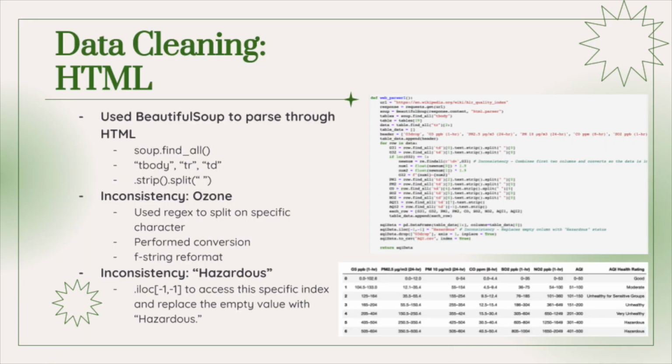To begin cleaning our HTML data, we made a request to the Wikipedia page and we used the Beautiful Soup module to parse through the dataset and extract the specific table that we needed. In the table on the website, there were 2 incomplete separate columns for ozone collected over different durations of time, so in order to maintain consistency, we decided to combine these columns and convert all ozone data to be over a 1-hour duration. Finally, at the end of our cleaning, the last row and last column, AQI health rating, contained missing information, so we used .iloc and pandas to replace the empty value with hazardous.